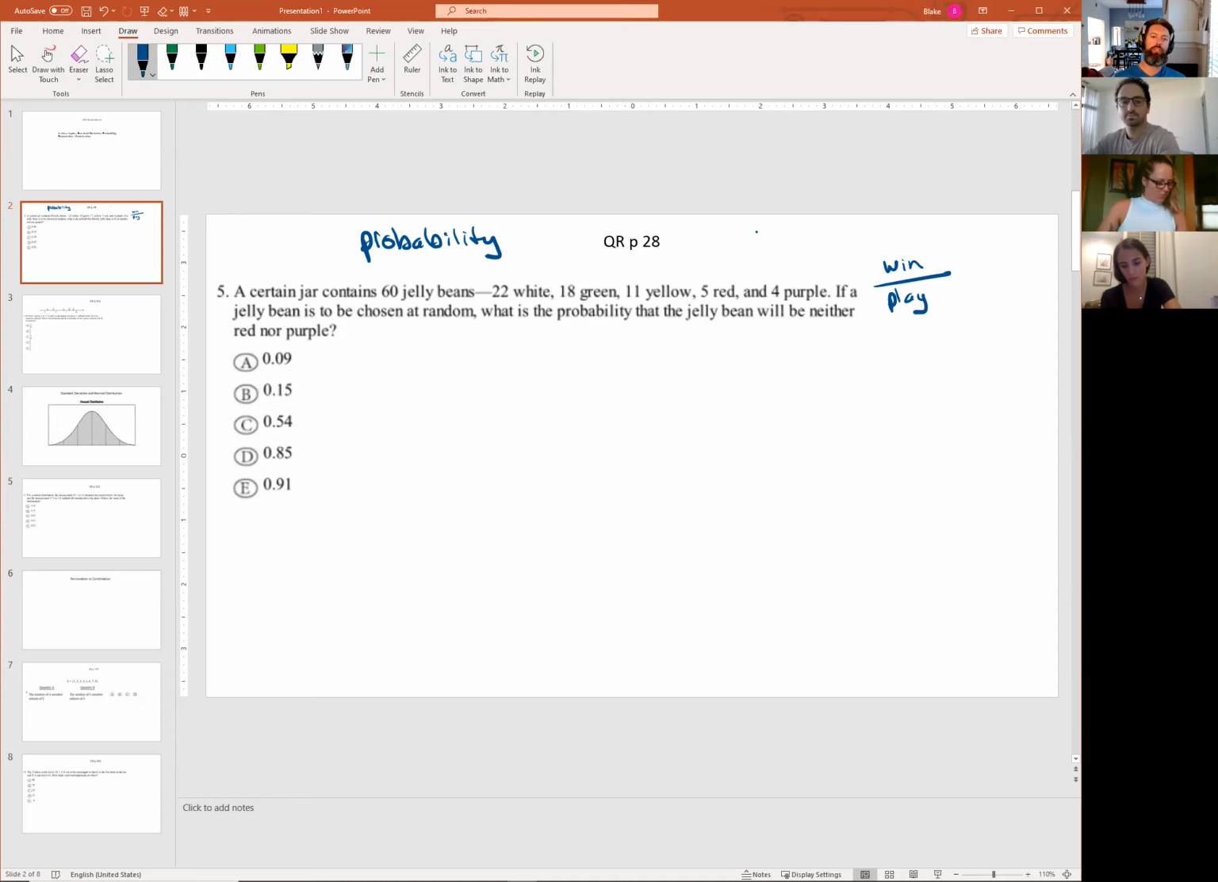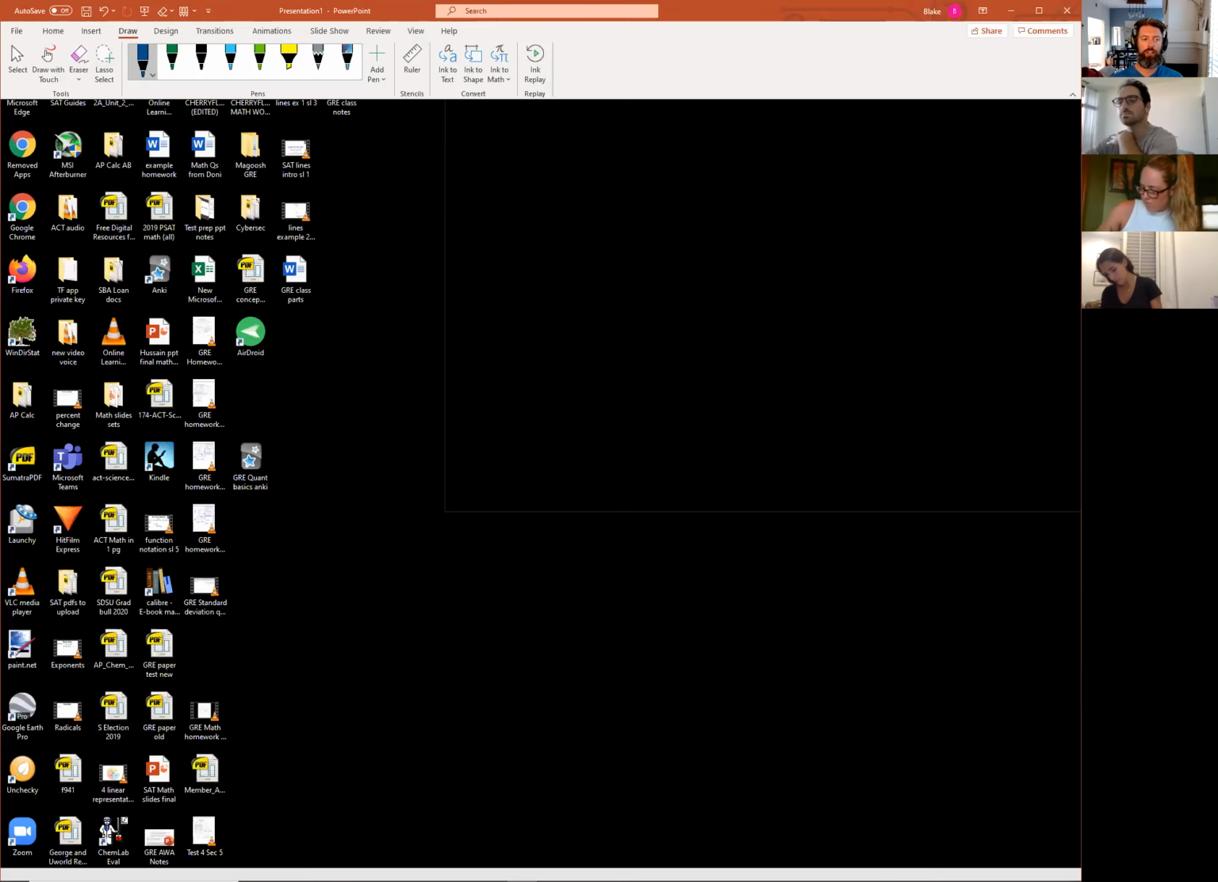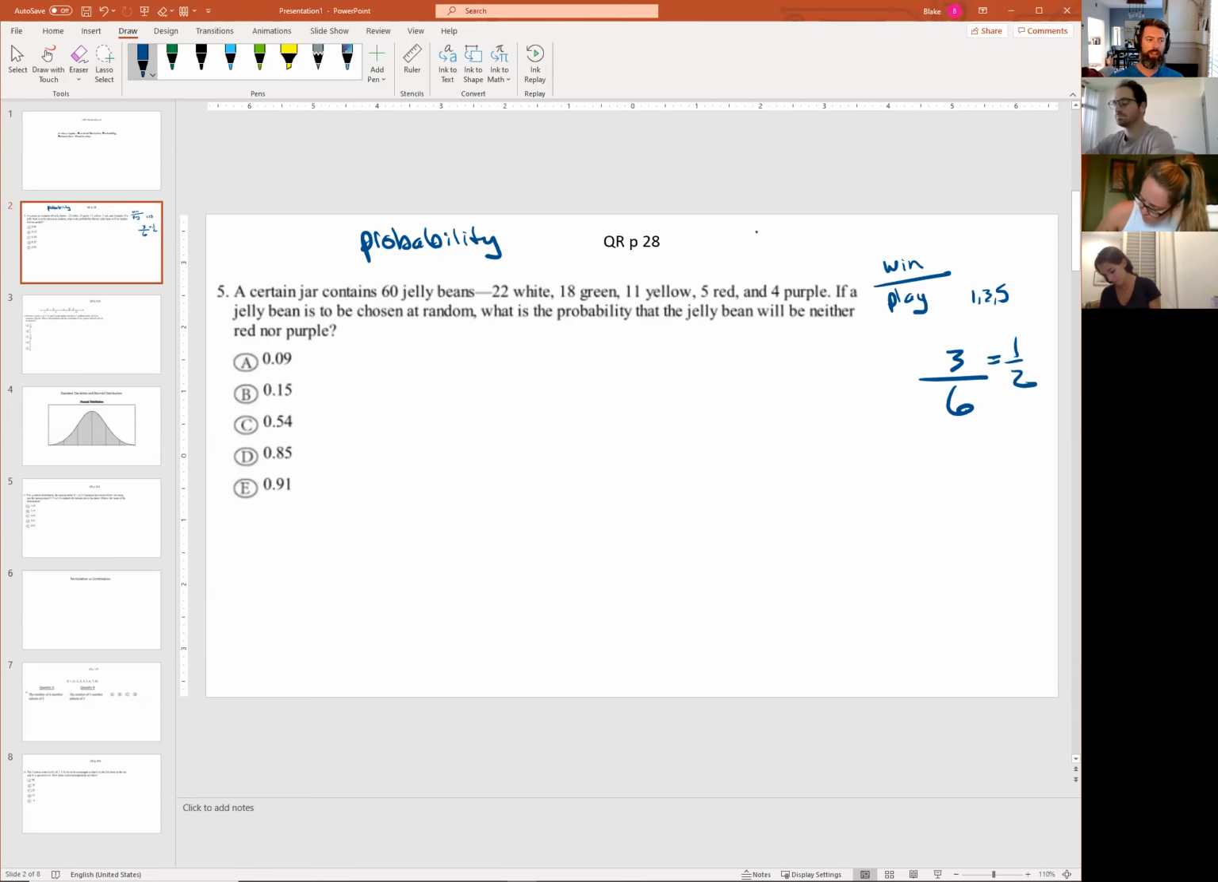So if we were to say, what's the probability that you have one die and you roll an odd number? Well, there are 6 faces on a die, right? And then all the odd numbers, we have 1, 3, 5. So 3 out of 6, so the probability is 1/2. So that's the easiest version of a probability question. Here, number 5, we're gonna look at a slightly more complicated one.